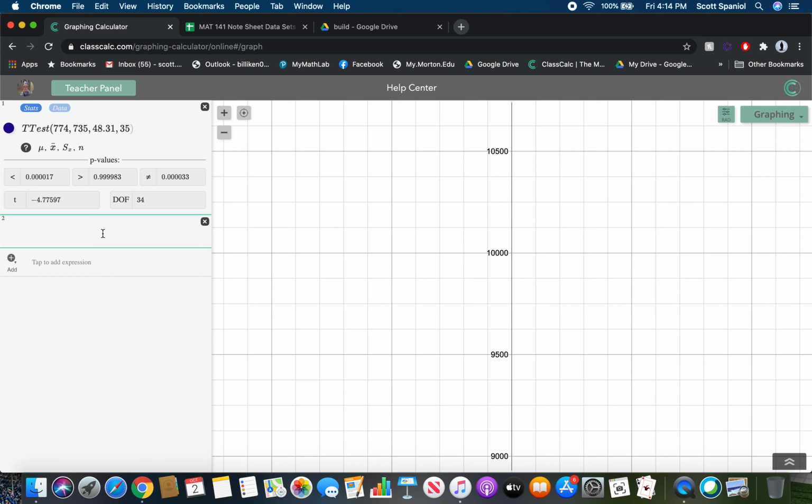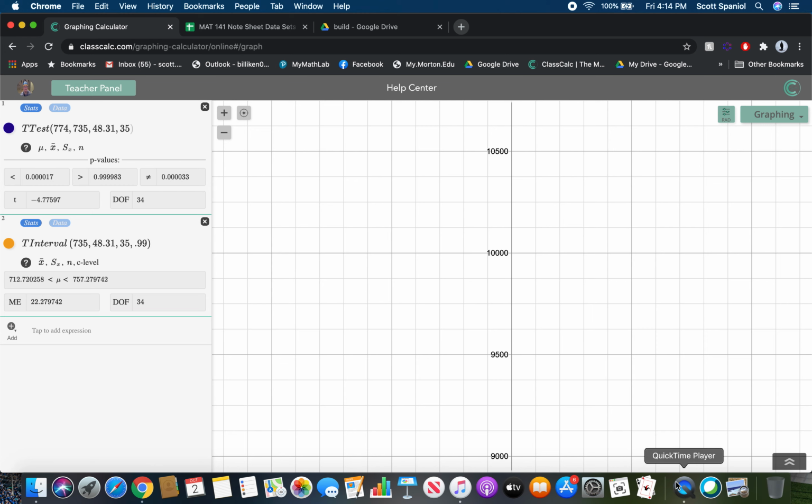Okay, and then we could also do a t-interval. We don't do both of these, just do one or the other, but if we wanted to do a t-interval, we could do it. With our mean is 735, our standard deviation is 48.31, our sample size is 35, and our level of confidence is 0.99, right? Because it's 1 minus 0.01, and that gives us an interval of 713 to 757.